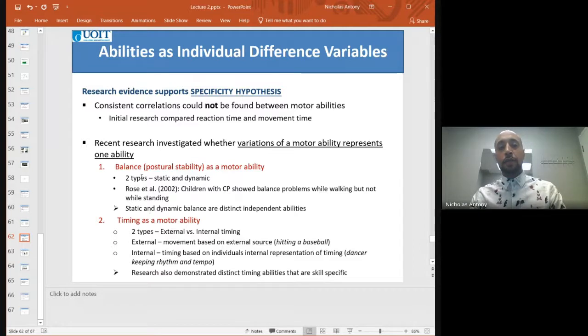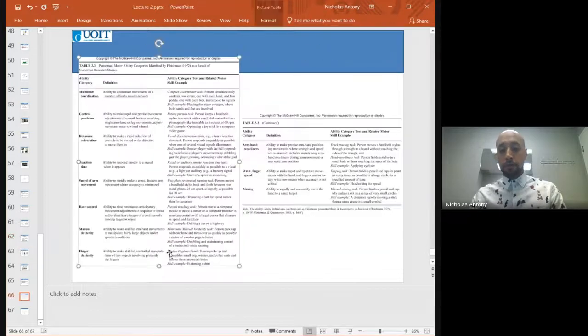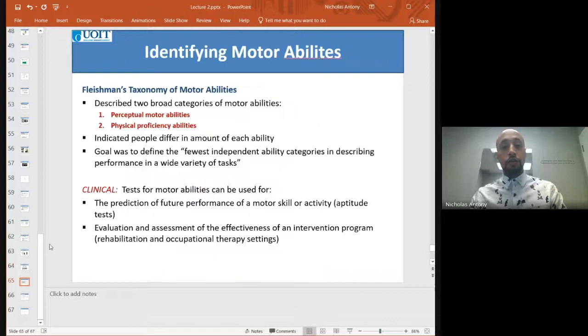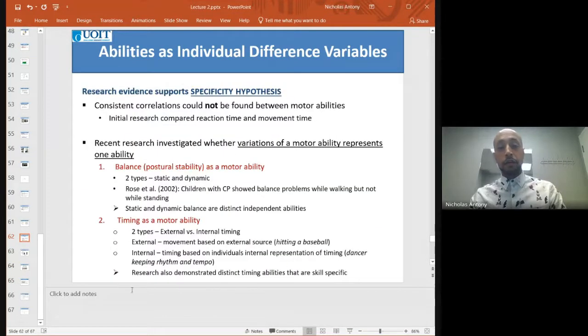They looked at static versus dynamic balance. They looked at external versus internal timing. And so you can go through some of this stuff, but all it did was look at how there are times where different motor abilities aren't related, or they're not correlated. So it kind of disproves this whole general ability hypothesis.